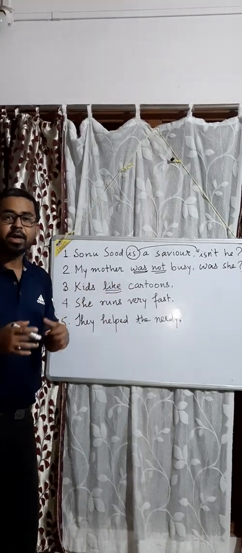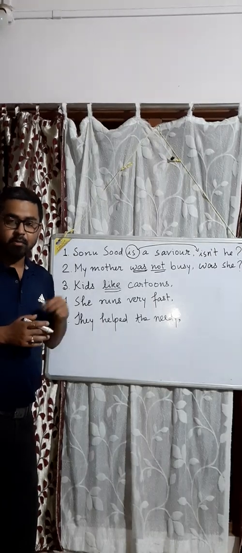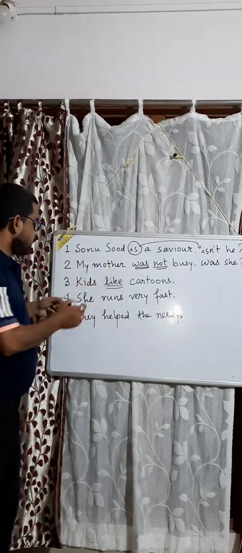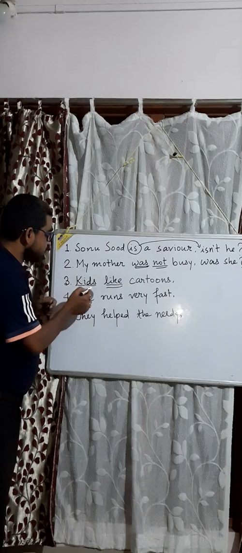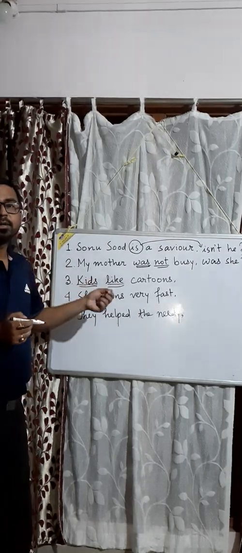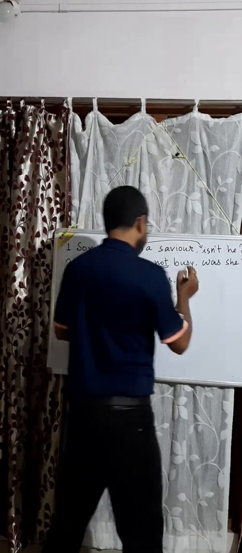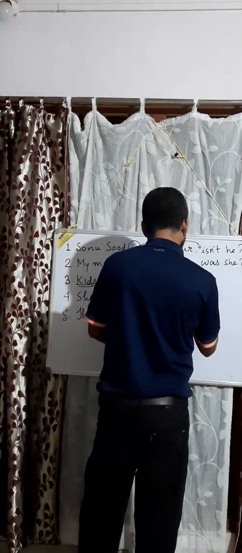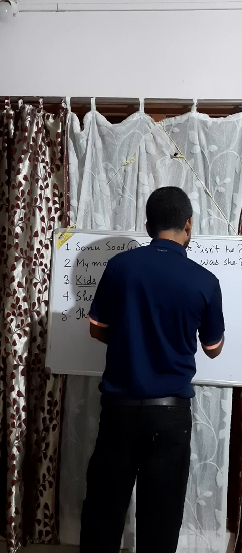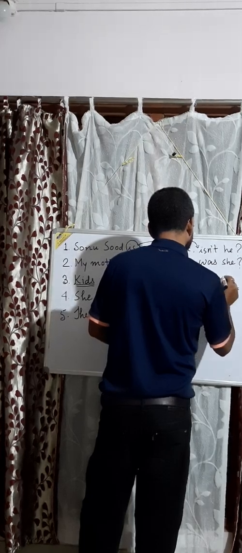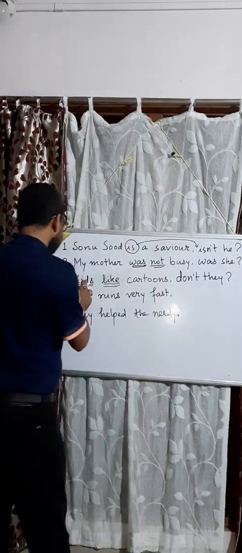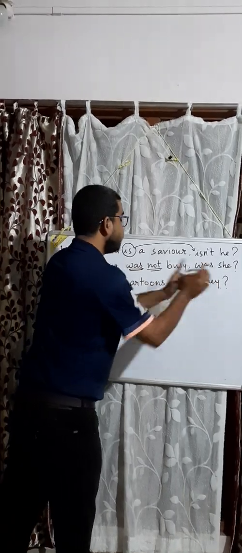If it is present tense, we have two options available for us. One is do, the other one is does. Now, the subject of the sentence is kids. It's a plural subject, right? So, with plural subject, we cannot use does. It has to be do. So, your tag will be don't they. Since it is a plural subject, in its place we have used the pronoun they.